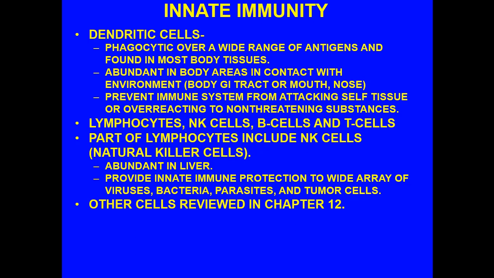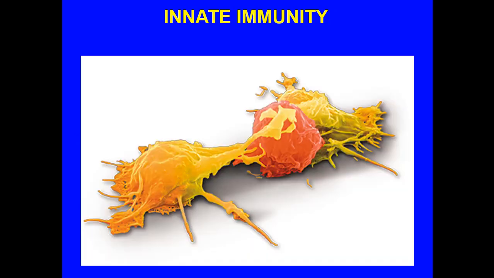Lymphocytes. Okay, NK cells, B cells, T cells. I just want to focus in on natural killer cells right now. We'll get more into chapter 12 later. Natural killers are abundant in the liver. They got this interest because they are very effective in fighting off tumor cells. They will provide an innate immune protection for a wide variety of viruses, bacteria, parasites, and tumor cells. And here you see them duking it out.